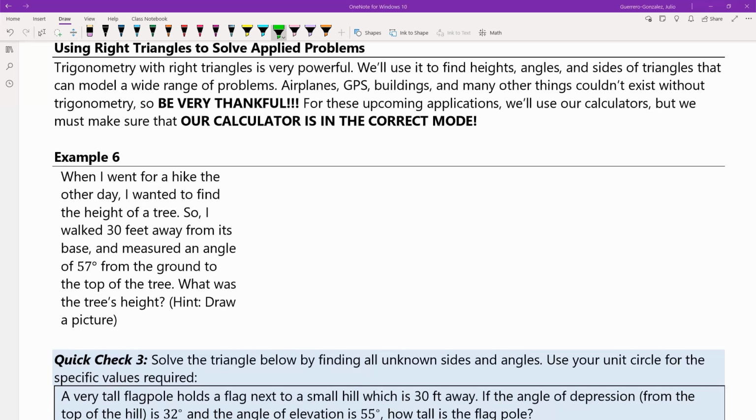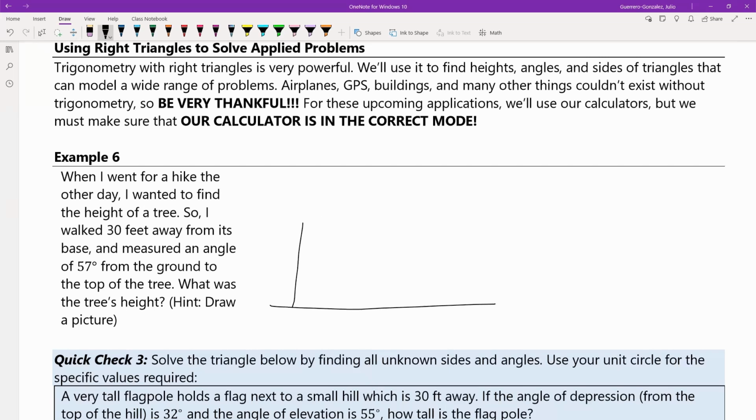So let's say I went for a hike the other day, right? And I wanted to find the height of a tree, right? So I walked 30 feet away from its base and measured an angle of 57 degrees from the ground to the top of the tree, okay? And I want to know what the tree's height is, okay? So in problems like this, the first thing that anybody will tell you to do is to draw a picture, okay? So here it is. Here's my picture.